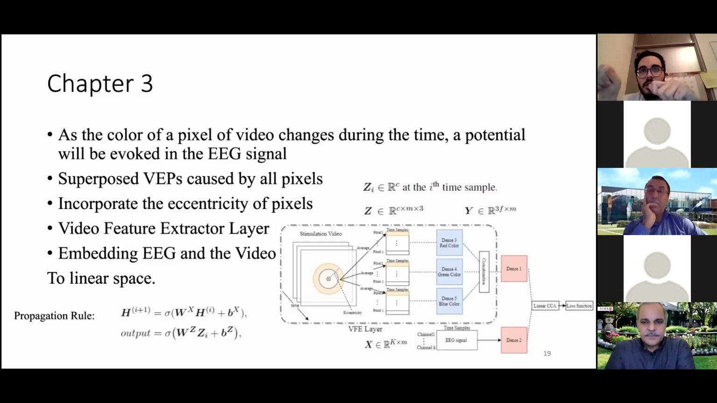And the signals corresponding to pixels in each group are averaged to generate a tensor Z, which is here. And then this tensor is fed into the fully connected neural nets.